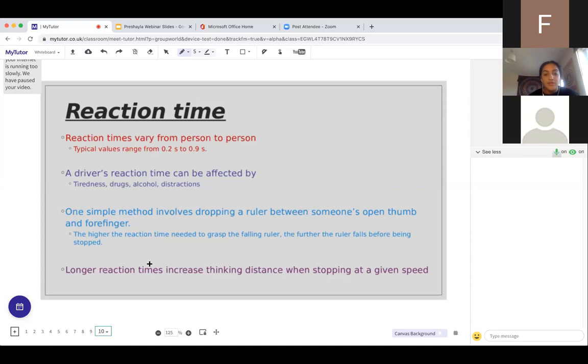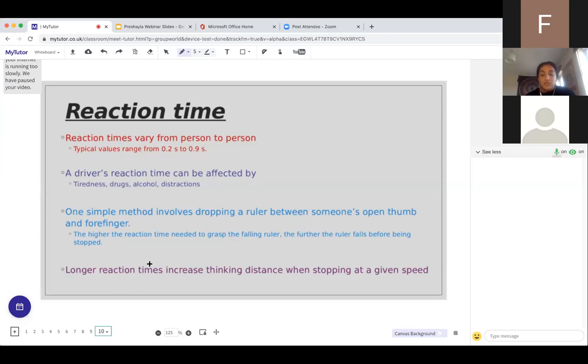So the higher the reaction time needed to grasp the falling ruler, the further the ruler falls before being stopped. So let's say your reaction time is really bad, and so you grab the ruler down here. That's a worse reaction time than grabbing the ruler up here. Okay, so that's our simple method to measure reaction timing.